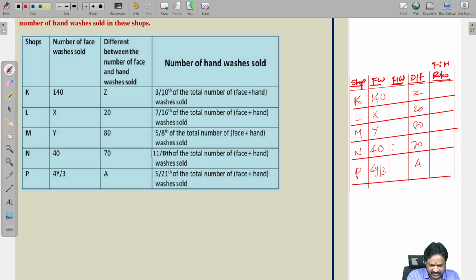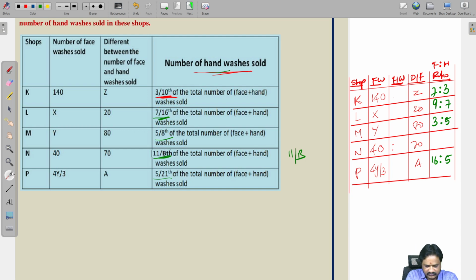Now, let us see one by one. 3 by 10, hand wash sold is 3 by 10. That means hand wash will be 3 parts out of 10 parts, so the remaining 7 parts will be face wash. So, here face wash to hand wash is 7:3. 7 by 16, hand wash 7, face wash 9. 5 by 8, so hand wash is 5 parts and the remaining 3 parts is the face wash. 11 by B, this we do not know, we have to see later. 5 by 21, that means 5 is the hand wash, remaining 16 is the face wash.